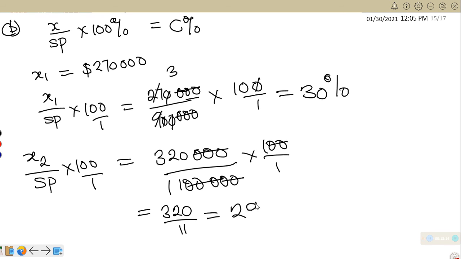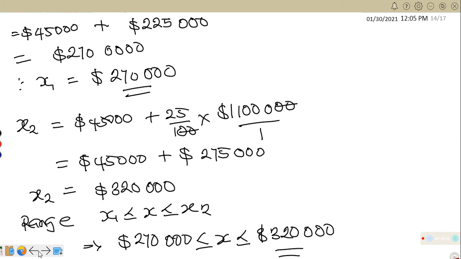11 in 100, we have 9. 11 times 9 is 99, we have 10. So that will be 0, and in 100 we have 9. So approximately this is 29.1%. So the percentage change of the commission with respect to the selling price can be written in the form of this. So these are the percentage changes, and that answers the question.